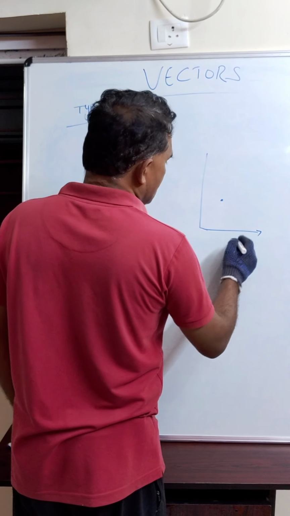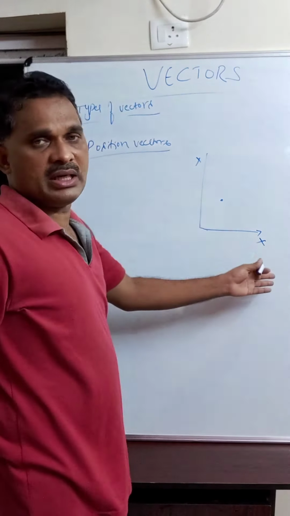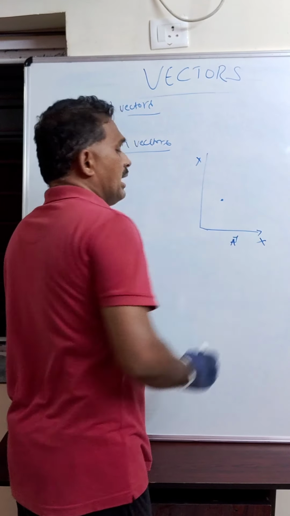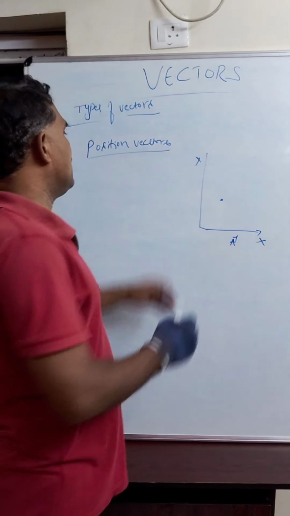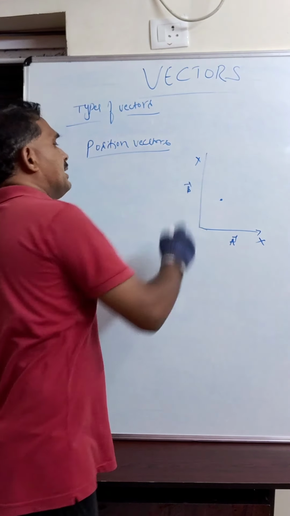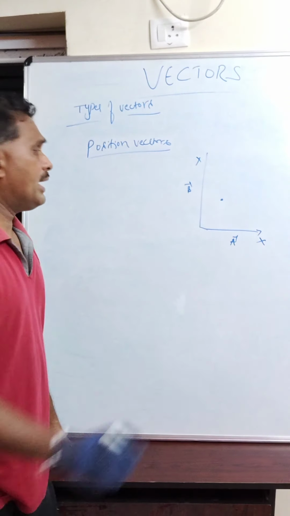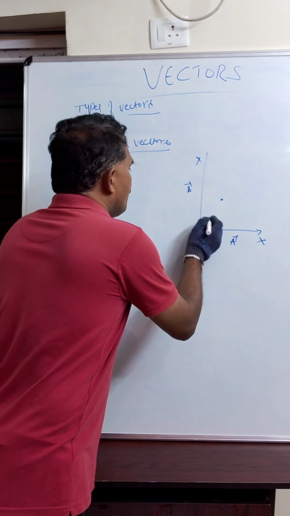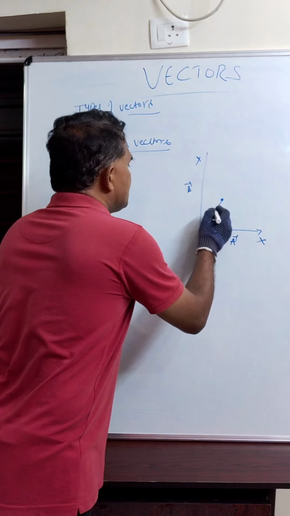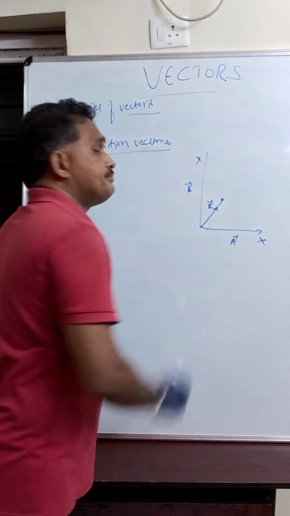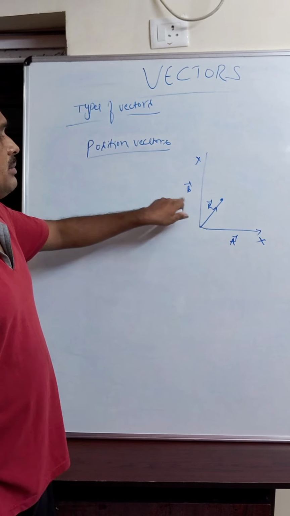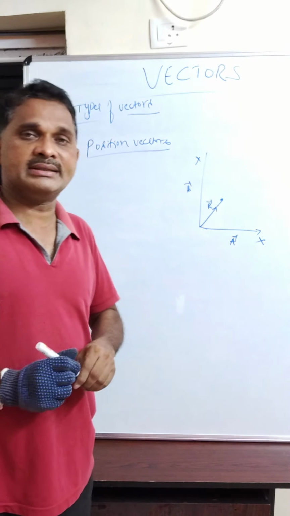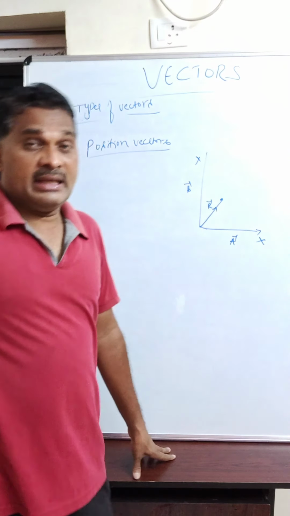For that we will consider two vectors like this. Suppose this is the x-axis and y-axis. On the x-axis we will consider one vector, suppose a bar. On the y-axis we consider b bar. Now this is the line which connects to the position of the object. This also becomes a vector, r bar, the resultant vector of a bar and b bar. This is r bar.